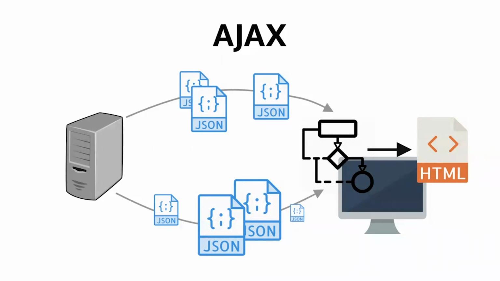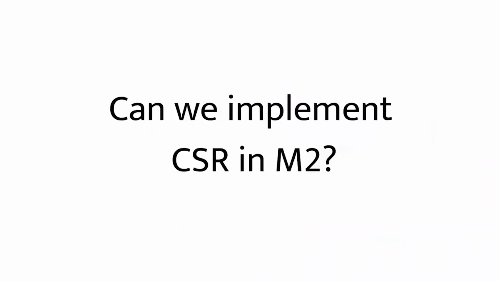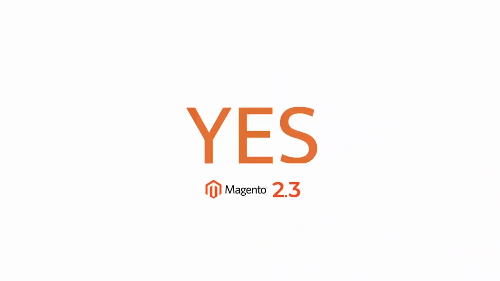And when we implement this AJAX methodology for all the data on the page, this approach is now called client-side rendering. But the question now is, is Magento 2 capable of implementing client-side rendering? The answer is yes. Starting from Magento 2.3, it comes with partial GraphQL support.